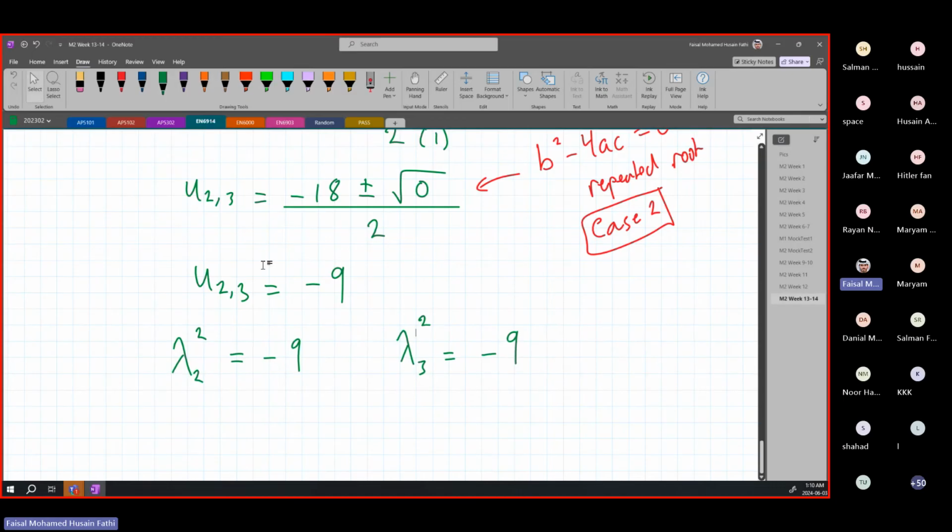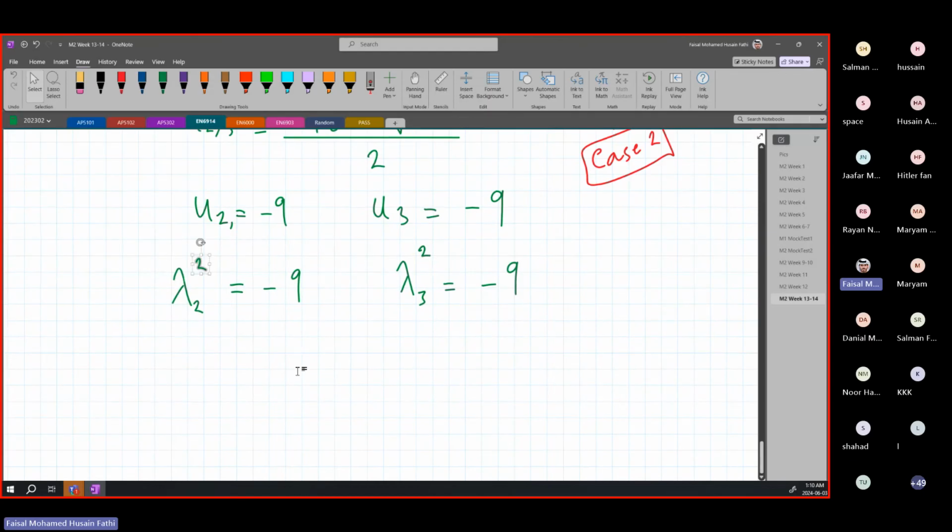Because here we can say the exact same thing as well. This is as if we are saying u2 is equal to minus 9 and u3 is equal to minus 9. So now we have lambda 2 squared is equal to minus 9 and lambda 3 squared is equal to minus 9. But we still have this squared, so we have to take the square root again. All right. So it is going to be lambda squared. And I'm going to just name this instead of 3, 4, because you're going to see why in a bit.